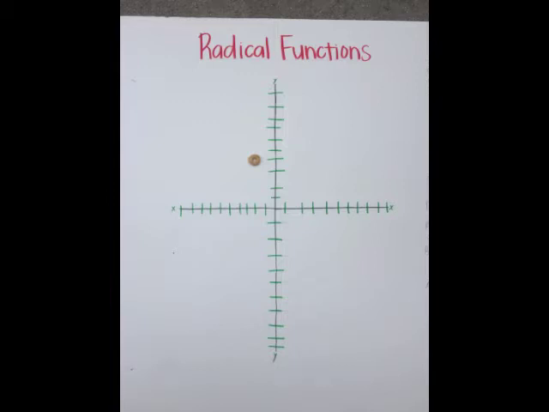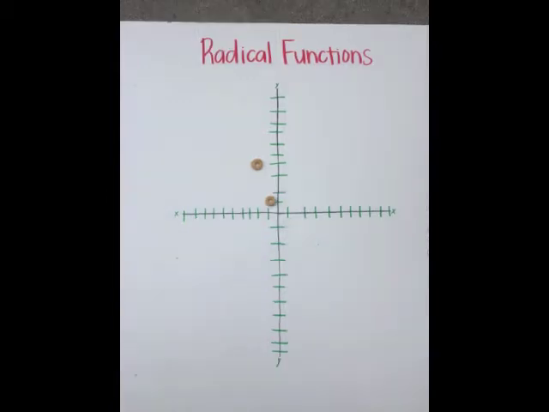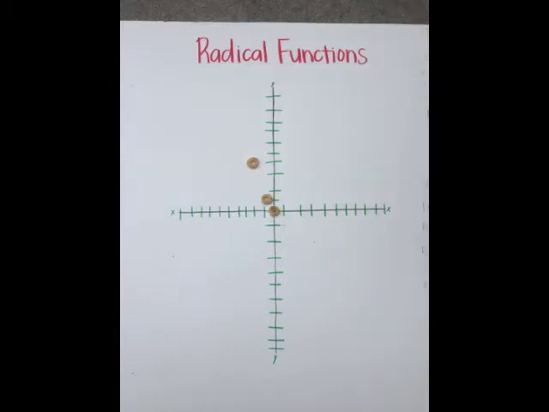The last function we will be talking about is the inverse function, which is f of x equals radical x and g of x equals x squared. Some of the characteristics of this graph are that the domain and range are all real numbers.